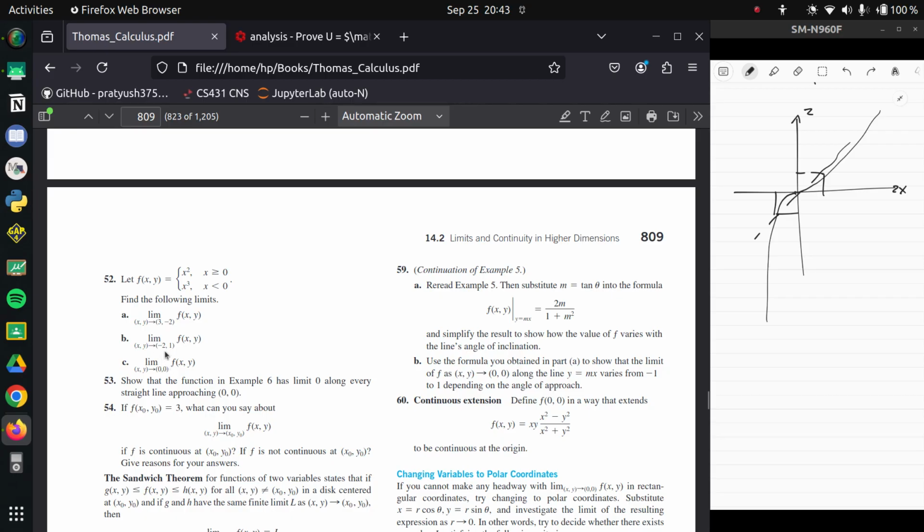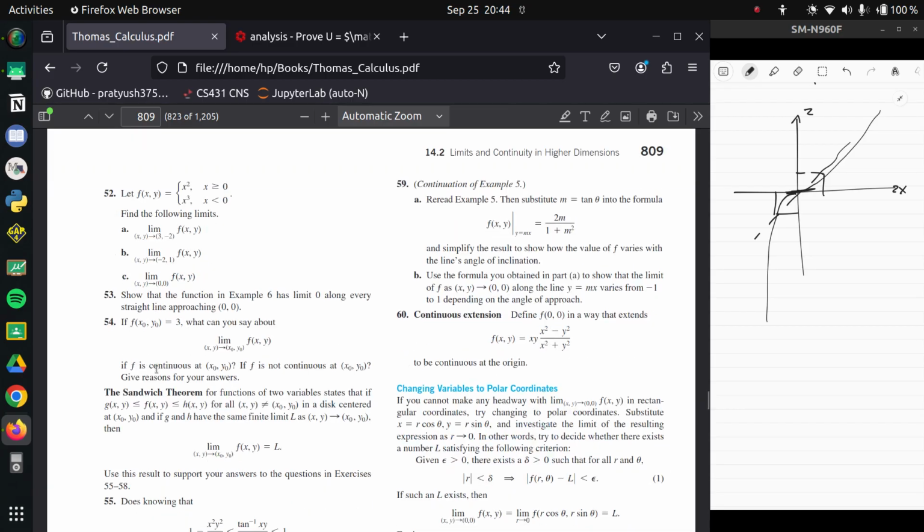As x tends to minus 2, it's clearly less than 0, so it's just minus 2 cubed, which is minus 8. As it tends to (0, 0), y being whatever it is doesn't really matter, but x is going to 0, and it's going to 0 over here and over here, so it is actually going to 0.